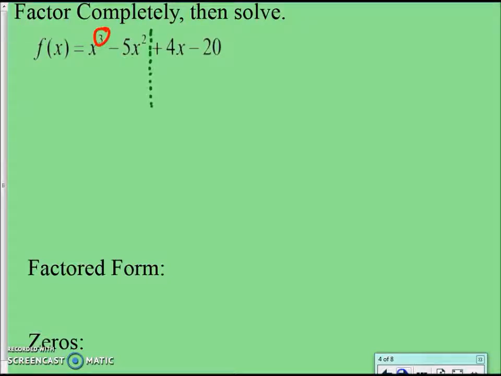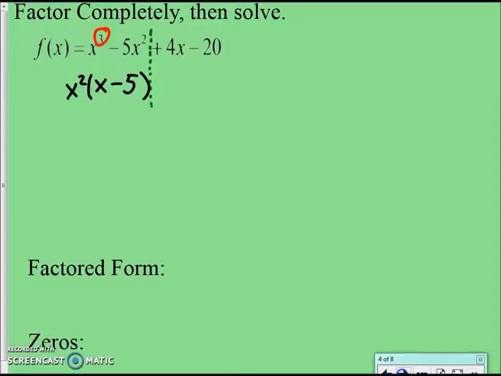Looking on the left side, I need to find a GCF. And I'm going to find that my GCF between x cubed and x squared is x squared. X squared times what would give me x cubed? Well, x times x squared would give me x cubed. X squared times what would give me minus 5x squared? Well, that's going to be minus 5. And if I look at that, x squared times x gives me x cubed, and x squared times negative 5 gives me negative 5x squared.